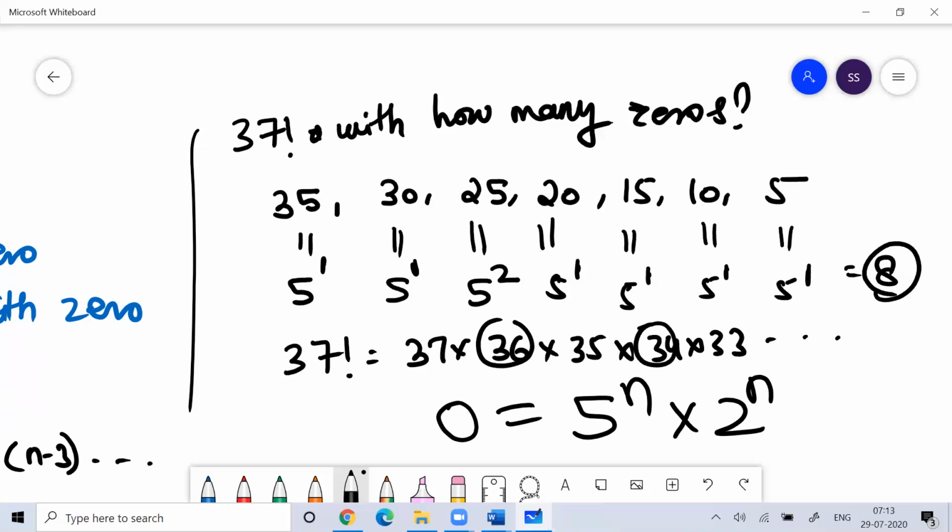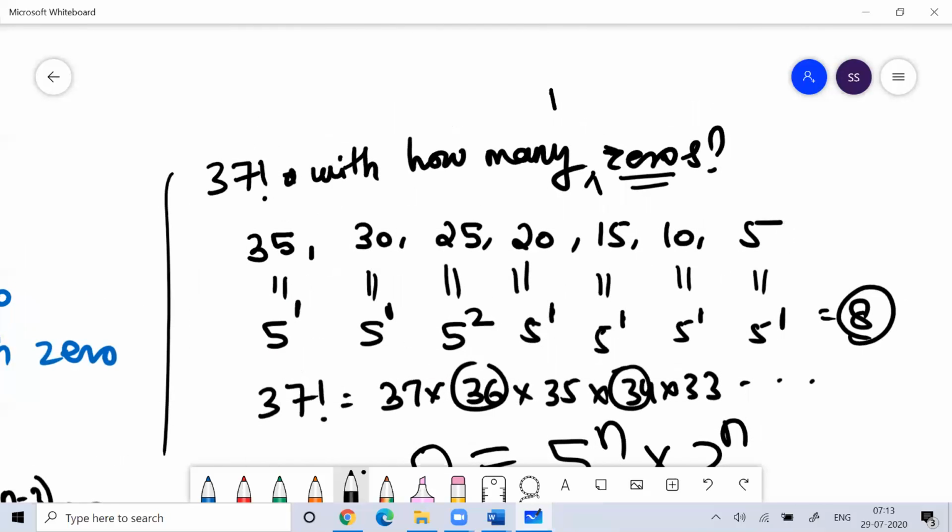So that is the one thing. Now you need to understand what zeros I'm talking about. Those zeros are what we call trailing zeros.